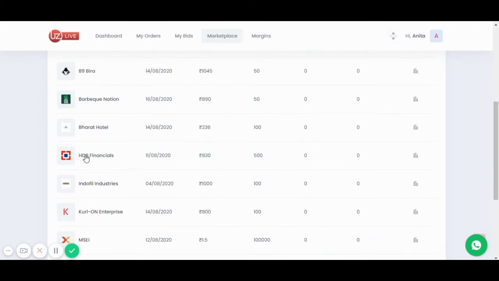For example, HDB Financial. The last trade that has happened on the system was on 11th of August and the price was 830. So you can check the latest price from this particular point. And this will help you whenever you are buying or selling a particular share on this system.